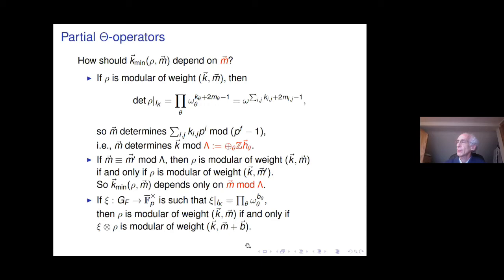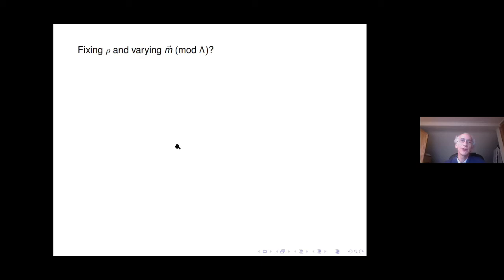Okay, so this is fairly easy. What's more interesting though is what happens if you fix the Galois representation and vary the m. And you should think of this as an interpretation of a theta cycle. In fact, I think it's kind of a misconception or a red herring to think of a theta cycle as twisting the Galois representation by powers of the cyclotomic character in the classical setting. You really want to think of the Galois representation as being fixed.